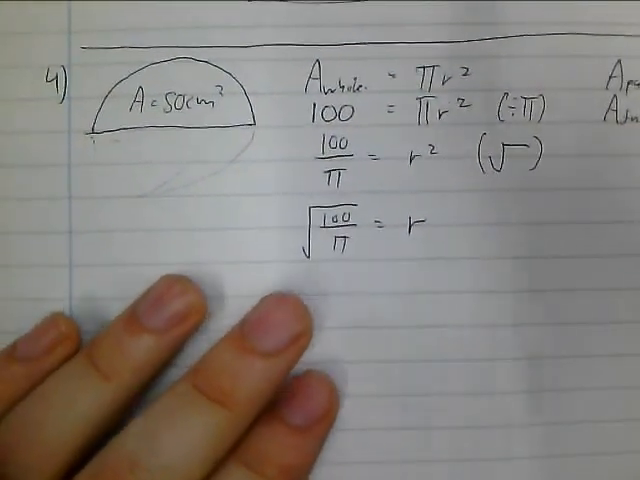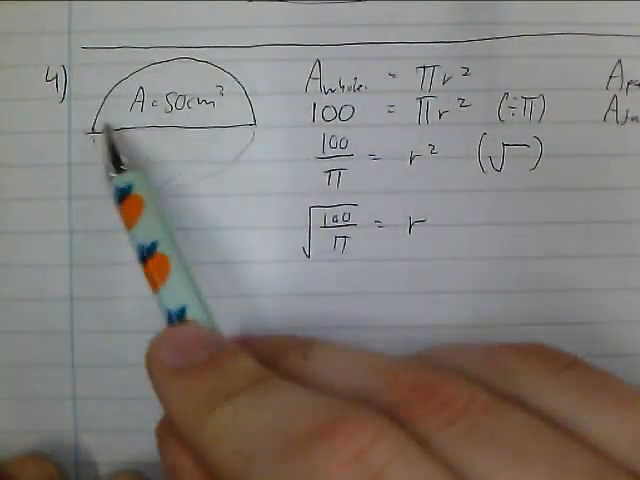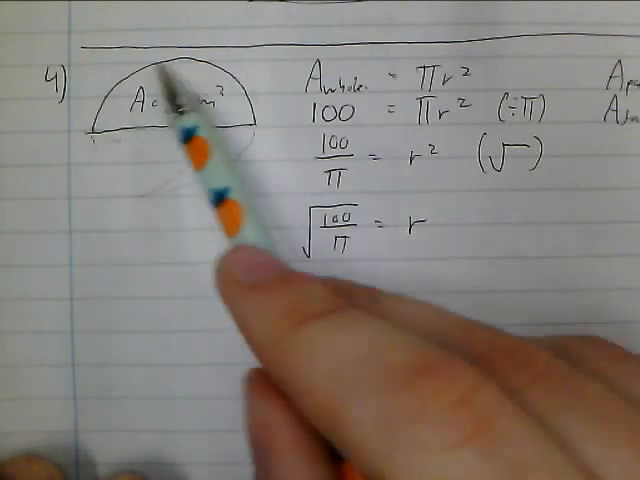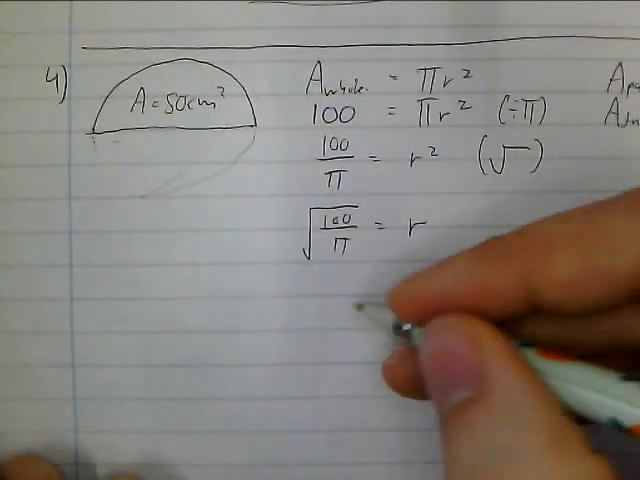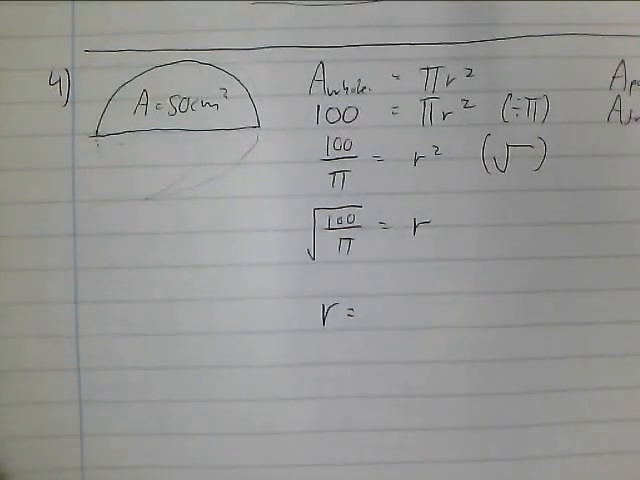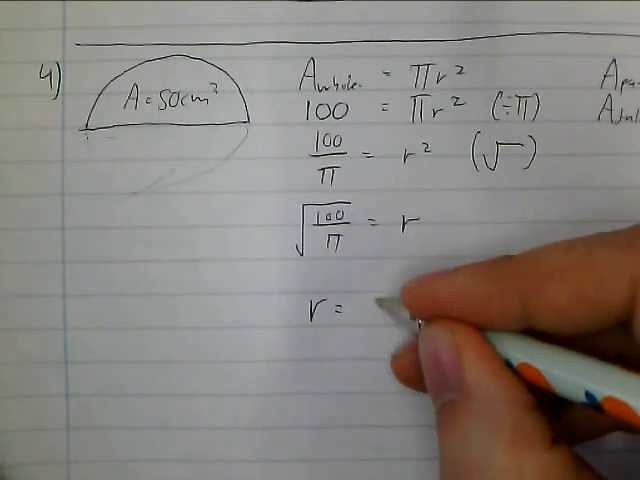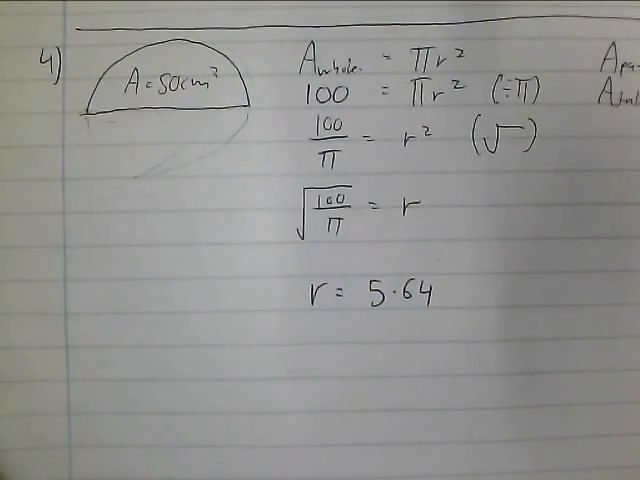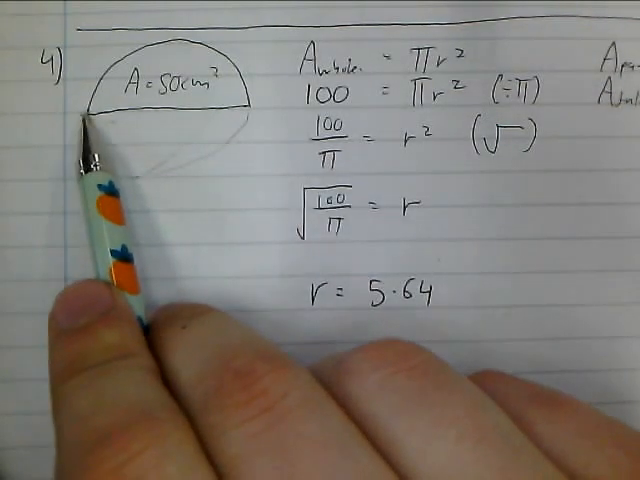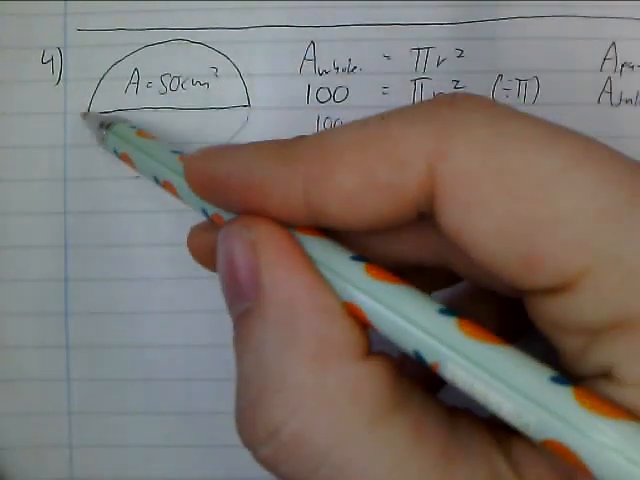Okay, so you'll have noticed that on previous questions, if you have a part of a circle, the radius and diameter are exactly the same as if it was a full circle, so that's why we wanted to find the full circle area. So the radius is the square root of 100 divided by pi, so the radius is 5.64.